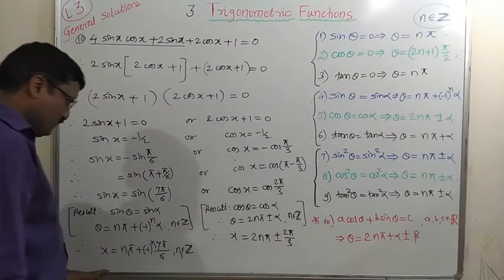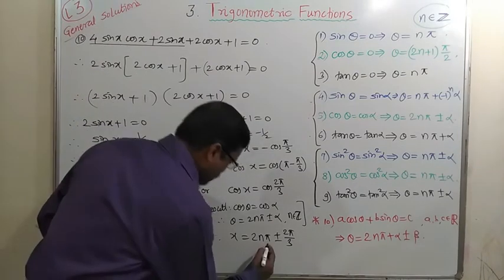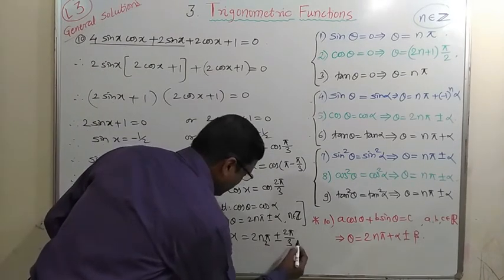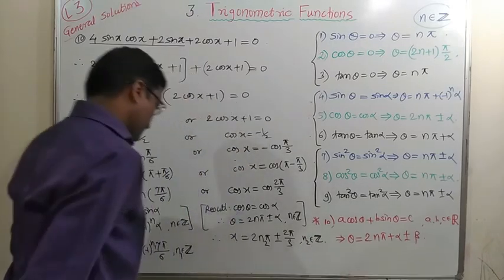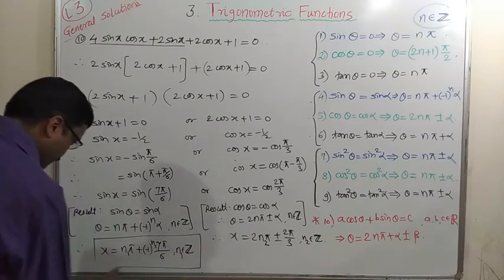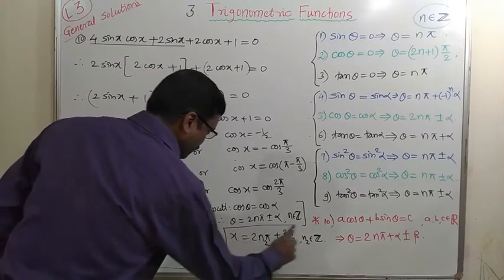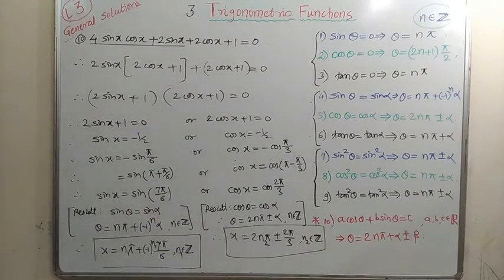But we have two general solutions here. Here we have used the integer n1, so let us consider this integer as n2, where n2 belongs to the set of integers. So this is our first general solution, and this one is the second. So these are the solutions of this trigonometric equation.